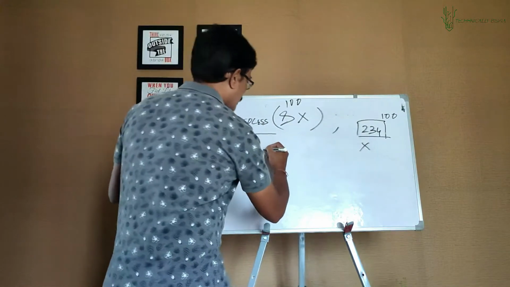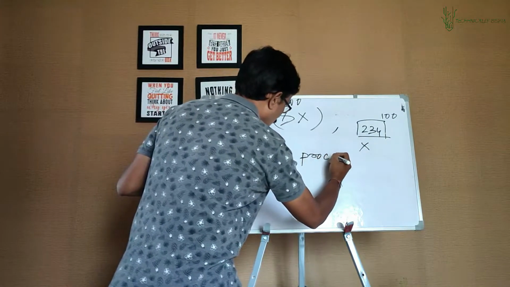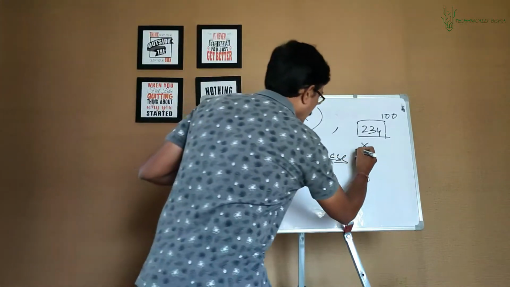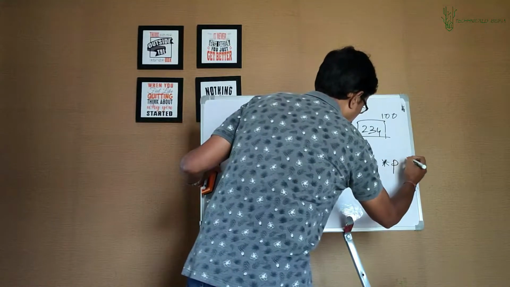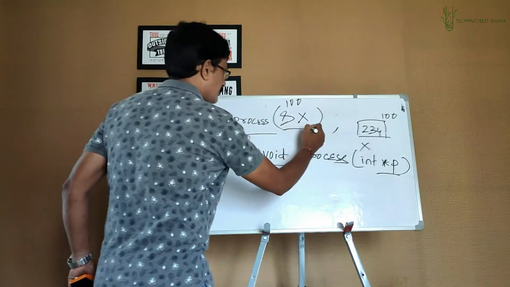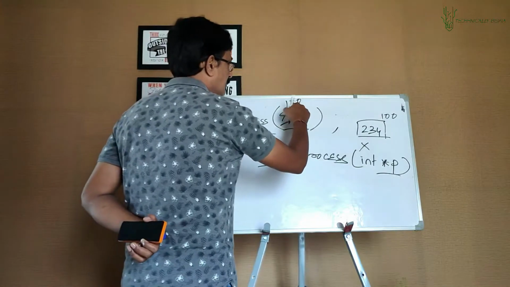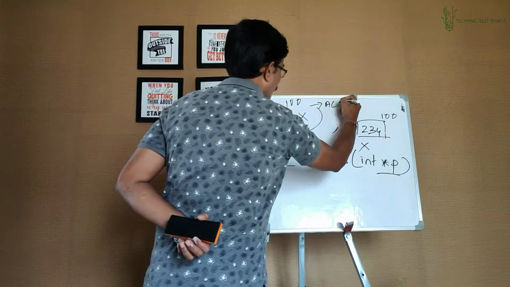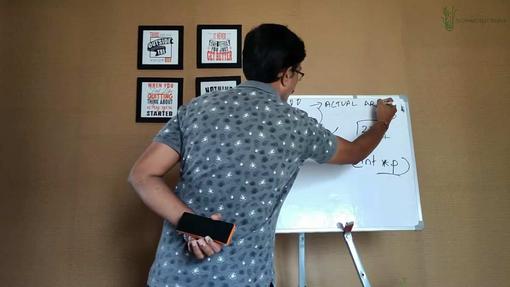And remember, the process function doesn't have any return type. Word process, in brackets here we say int asterisk p. Now look at this and look at this. When we are passing the address of x, it is called the actual argument. What is it called? Actual argument.